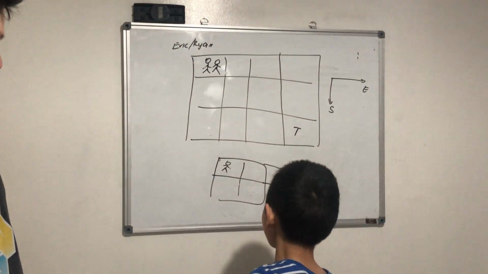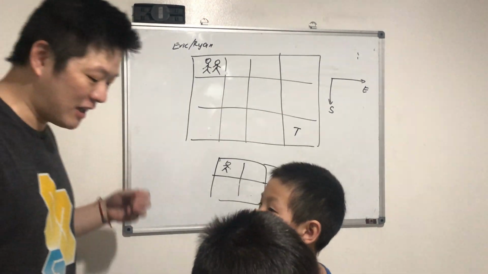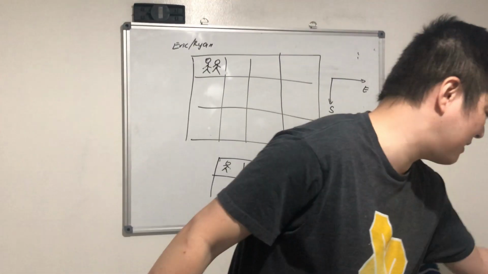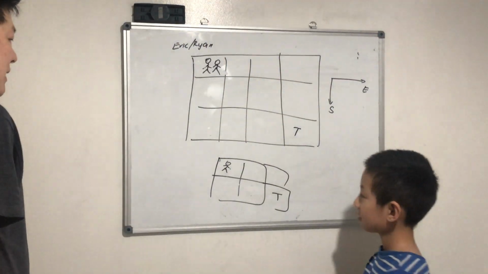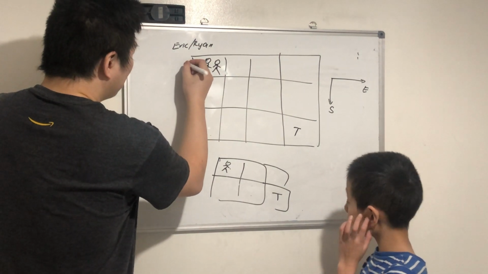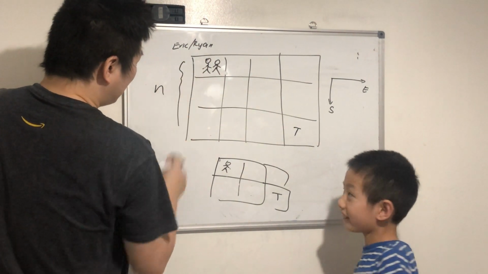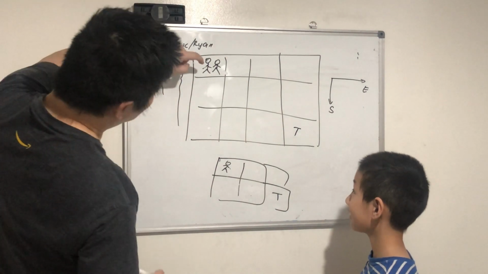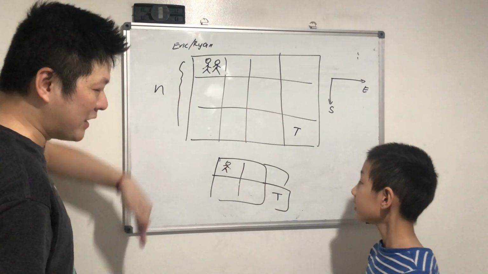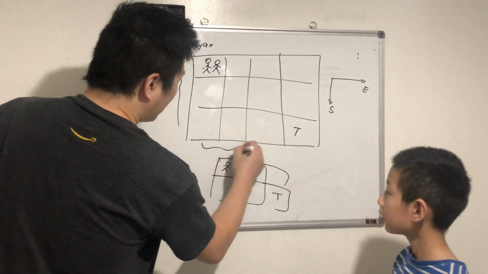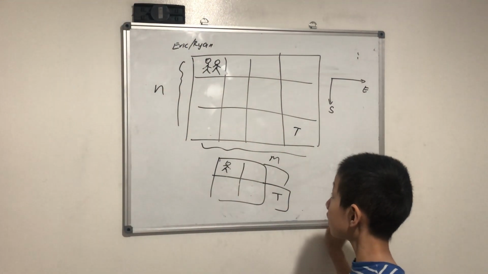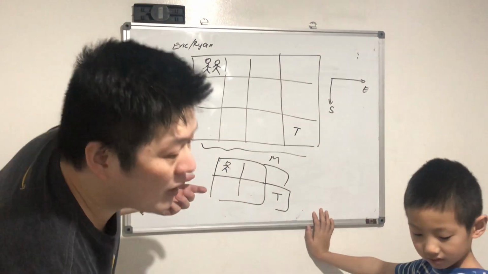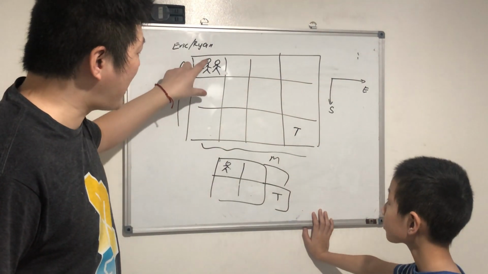So how can we count it? Suppose there are n squares vertically and m squares horizontally. How many ways do I need to compute?